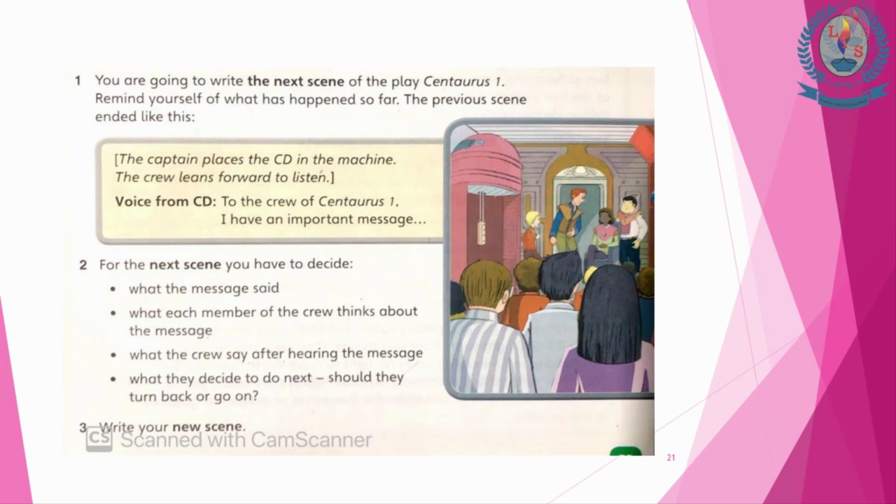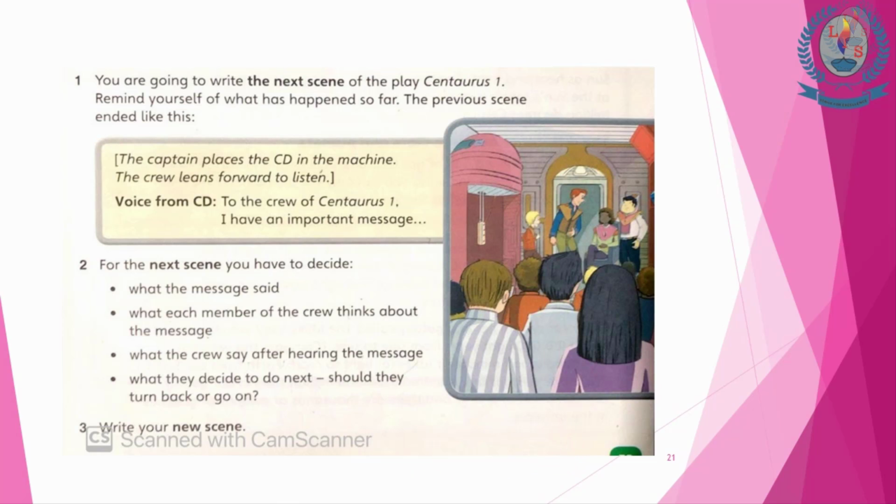Question number 1. You are going to write the next scene of the play Centaurus 1. Remind yourself of what has happened so far. The previous scene ended like this. Now you can refer to the way the second scene ends and build up the next scene of this play.